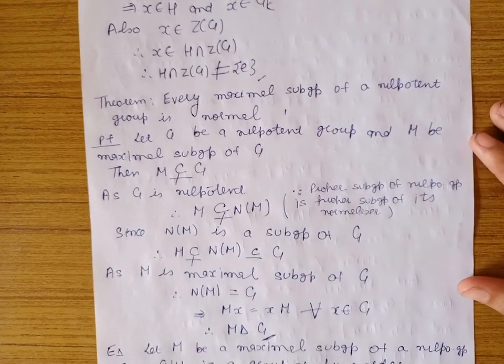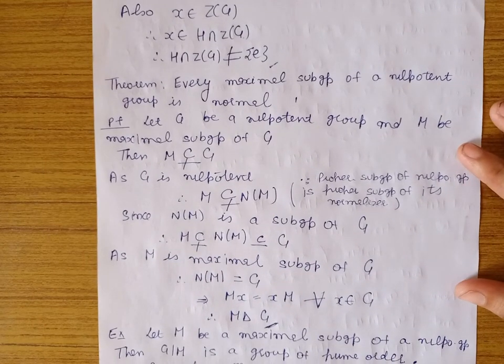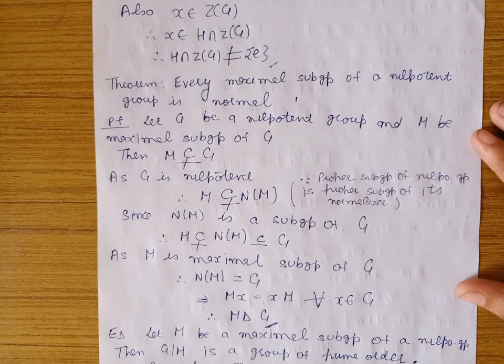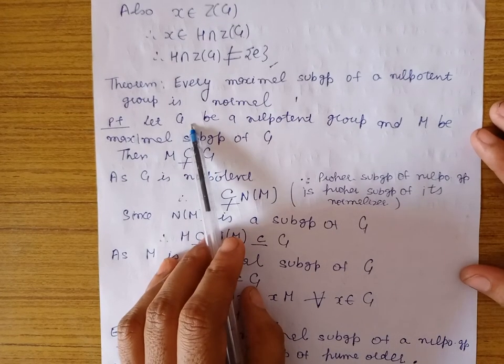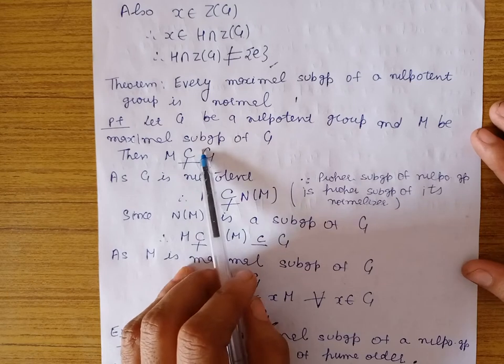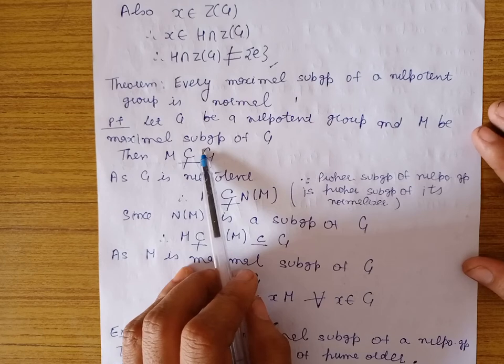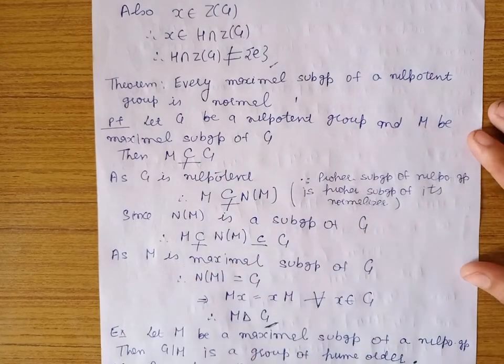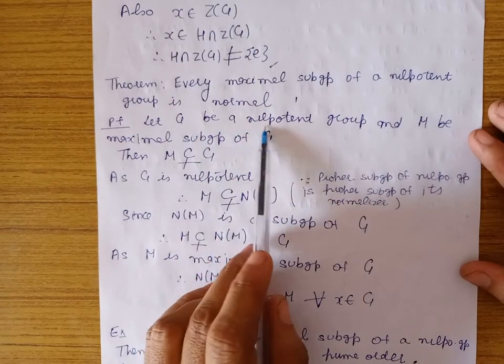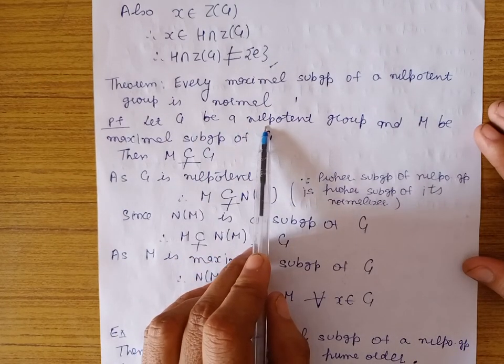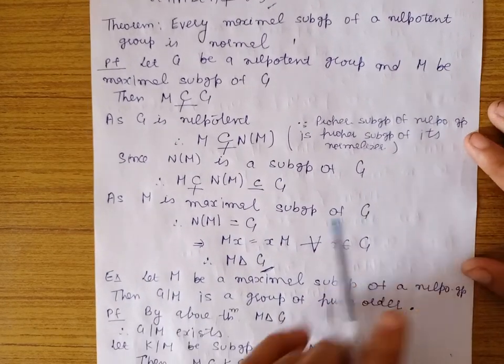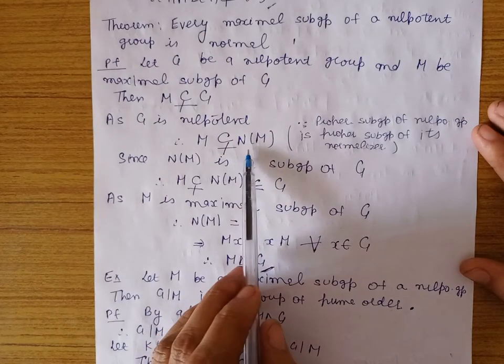Now our next theorem is: every maximal subgroup of a nilpotent group is normal. So let us take a nilpotent group G and a maximal subgroup M of G. By definition of maximal subgroup, M is not equal to G; it will be properly contained in G. Now, because the group G is nilpotent, and we already discussed that in a nilpotent group every proper subgroup is properly contained in its normalizer, M will be properly contained in its normalizer.